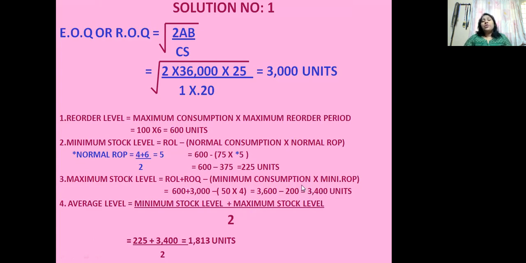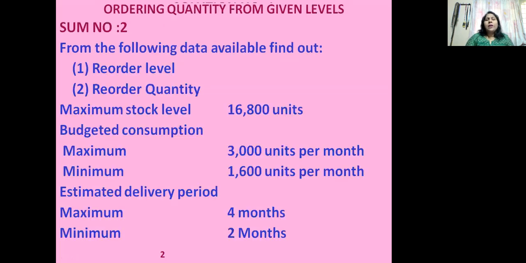Once I calculate the minimum stock level and the maximum stock level, I'll add both answers and divide by 2 in order to know the average stock level. Okay. So this is one of the problem models, how to calculate the EOQ along with the stock levels. Let me check one more problem model I want to highlight in this video.